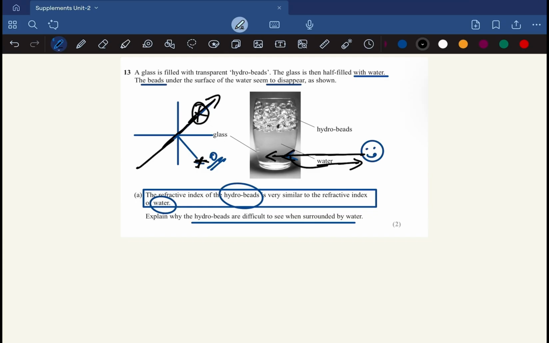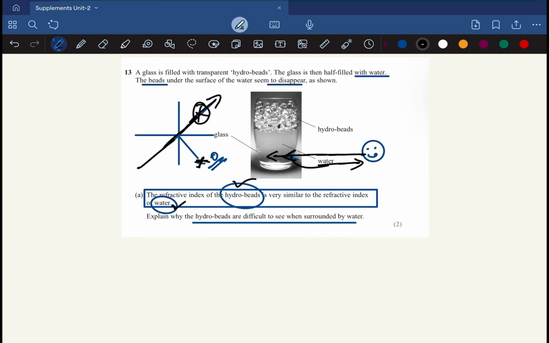Why is there no refraction? Because the refractive index of both the hydrogel beads and the water is the same, and when both of them have the same refractive index, the incident angle is going to be equal to the refracted angle. The light from the observer side is transmitted and not reflected. The light will be transmitted like this. It will not reflect back. As it doesn't reflect back, we cannot see the hydrogel beads inside it.